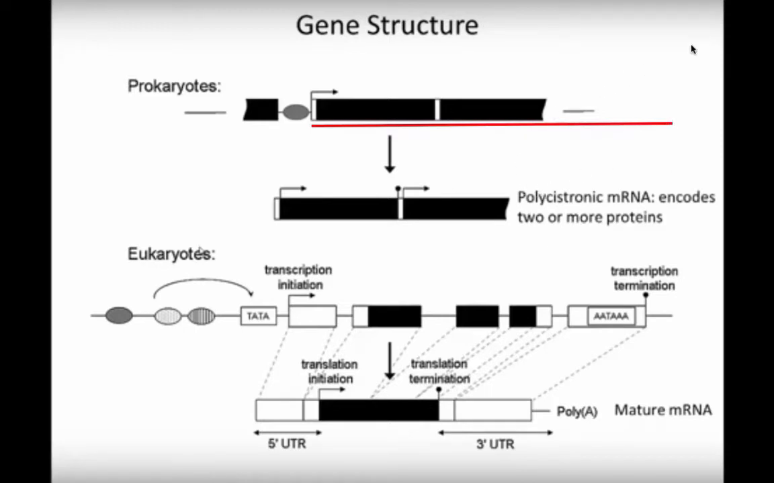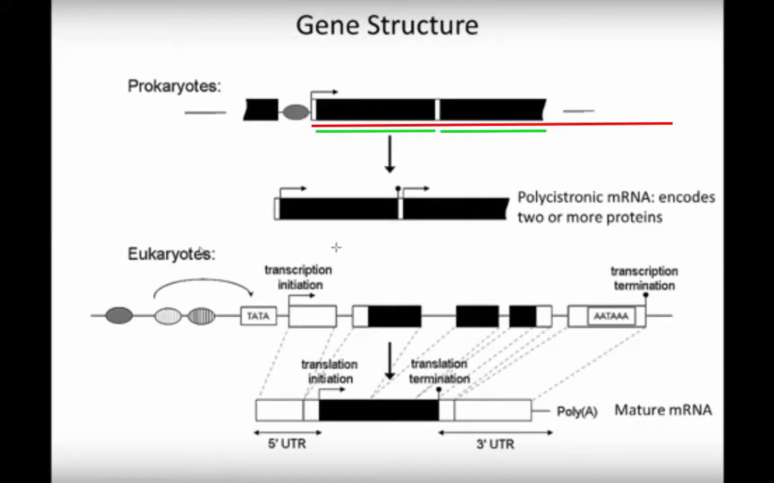So during translation, what's going to happen is that this is going to get translated. Basically, translation starts right here. So here, this is the translation product from the first gene, and then here, the second gene gets translated. So this is going to produce polypeptides originating from different genes within the same operon.